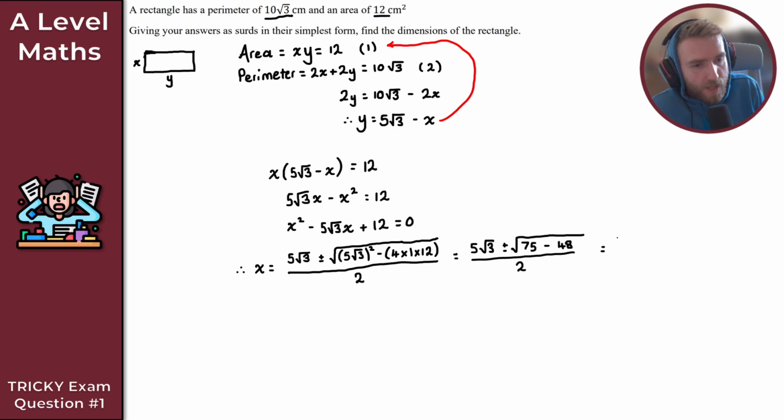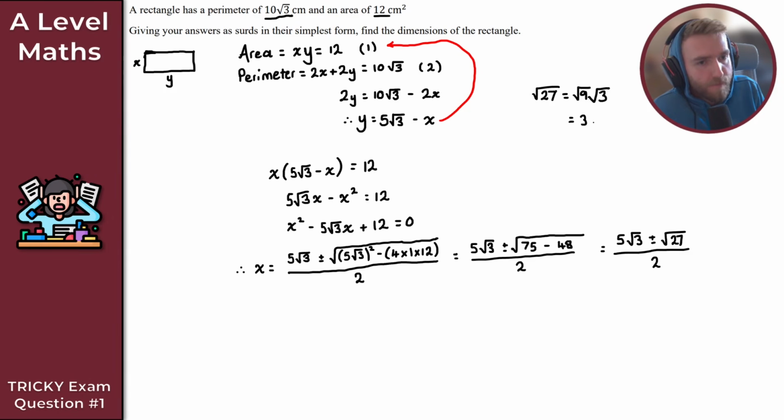So what I've got here then is 5 root 3 plus or minus the square root then of 27 all over 2. Well, let's just simplify this third here then. So root 27, we can rewrite that, right? So let me just do that at the top here. So root 27, that's just the same as root 9 root 3. Root 9 is 3. So what I get here then is 3 root 3.